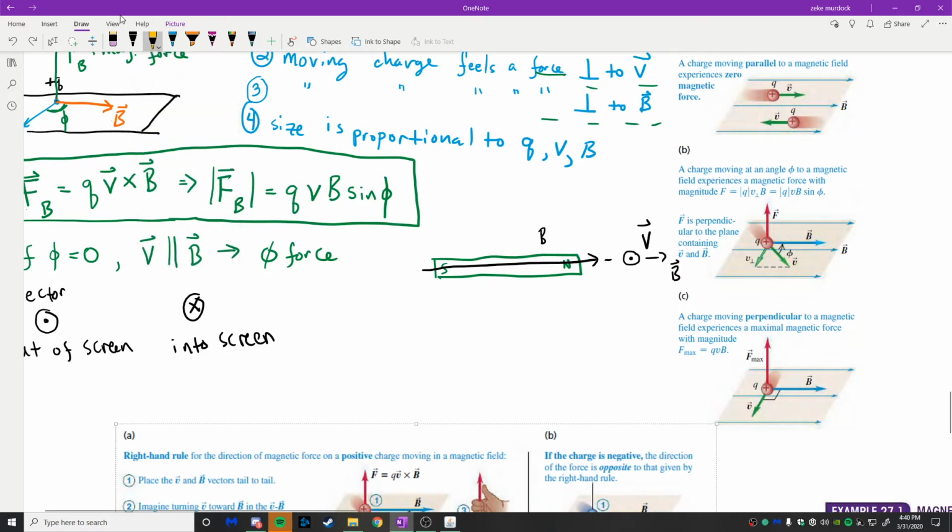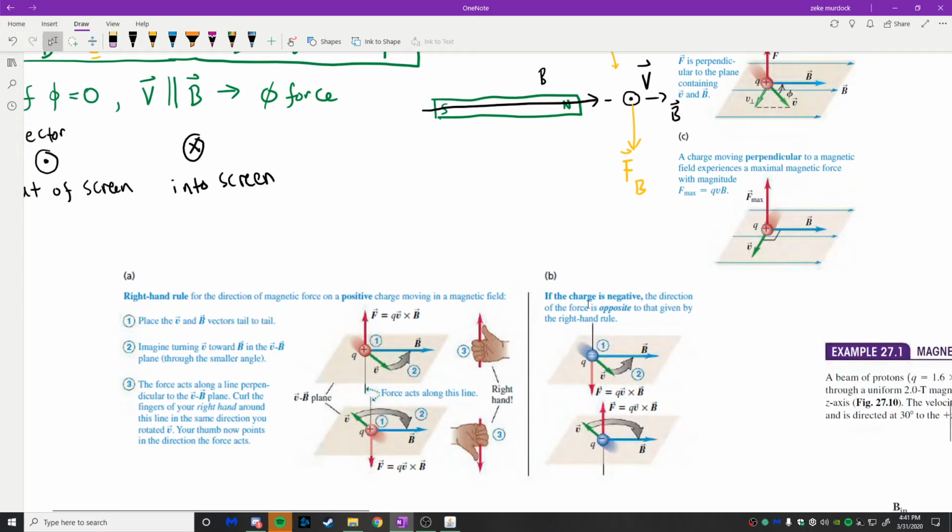So if Q, in this case, is negative, which means that if you look at the way that this equation works, the Q is right here, right? It actually flips the direction of the force. So the force would be this way then. So V cross B points up, but you have to flip it because it's negative. And that's the second half of this thing right here. If the charge is negative, the direction of the force is opposite to that given by the right-hand rule. So comparing this picture to this picture right here, you can see the positive particle feels an upward force, the negative particle feels a downward force, 100% opposite direction.